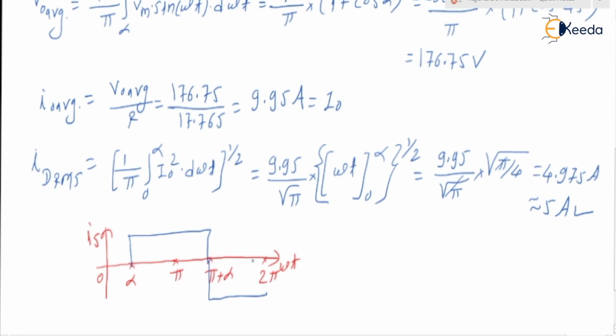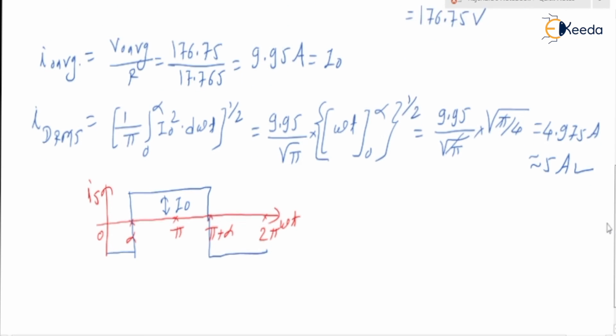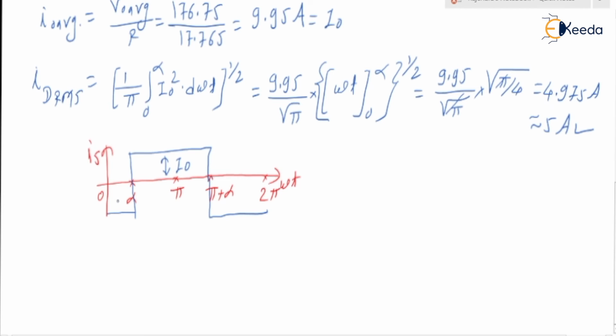Okay, so if this is extended from 2 pi to 2 pi plus alpha, then from 0 to alpha also it will be minus I0 only. So this is I0 here, and this is minus I0. Now, if this is the IS waveform, we have already written the Fourier series expression of this IS. It is 4 into I0 divided by n pi.